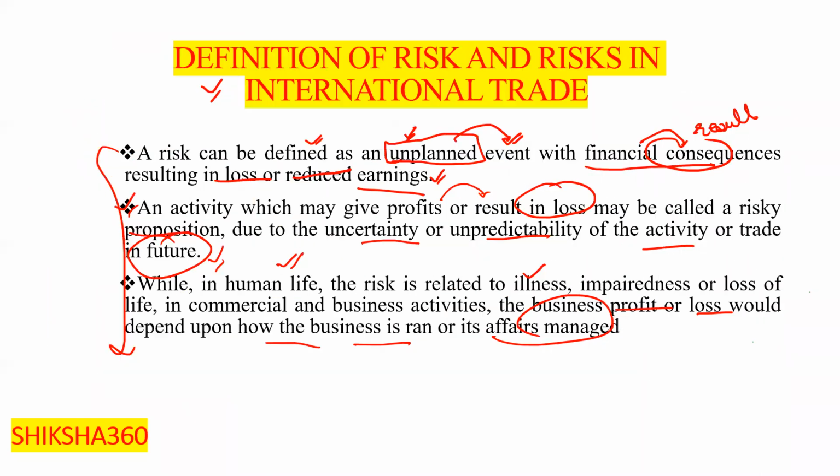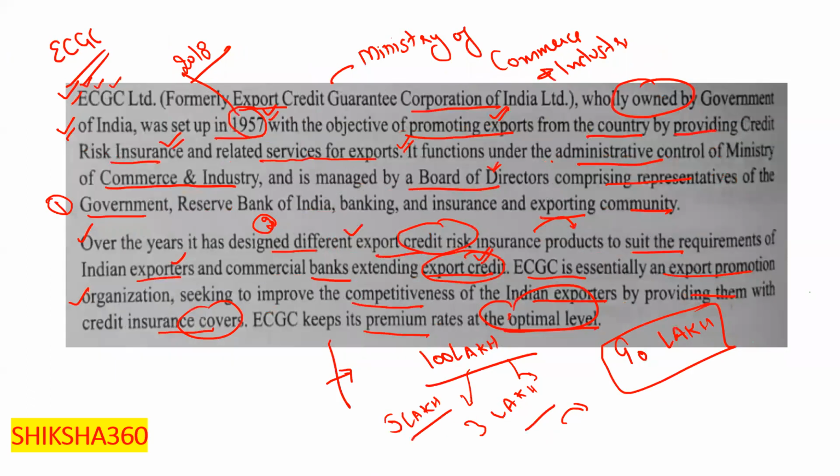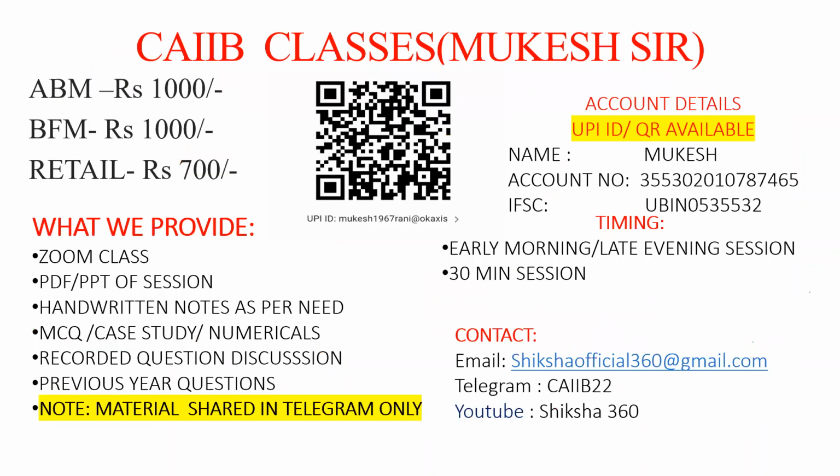Hope it is clear to all of you what the definition of risk is. You have to remember that risk is an unplanned event. Remember this word, unplanned. And why ECGC is formed, and in which year: it is wholly owned by the government of India, and it was set up in the year 1957.